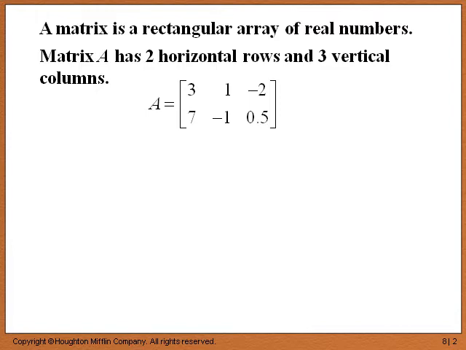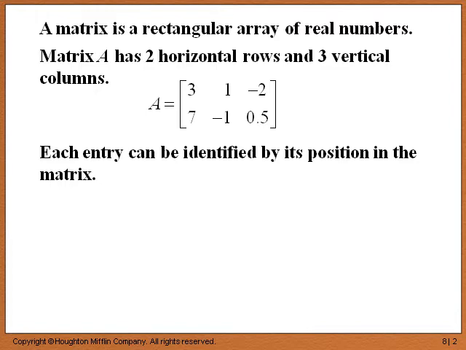So here we have a sample matrix A, and it's usually indicated with brackets, sometimes with parentheses, but usually brackets. And we can see a bunch of numbers here: 3, 1, -2, 7, -1, 0.5. An arrangement or array of numbers like that, in the pattern of rows and columns, is called a matrix. So this is matrix A. It has 2 rows and 3 columns.